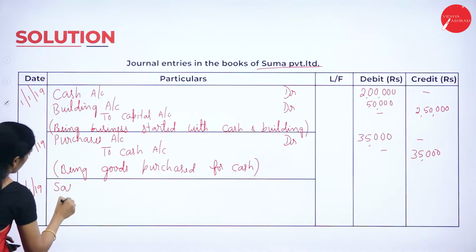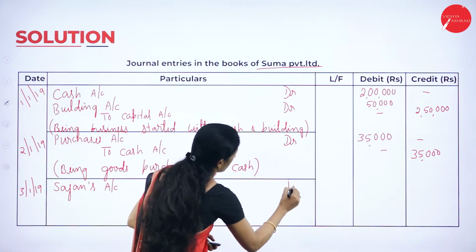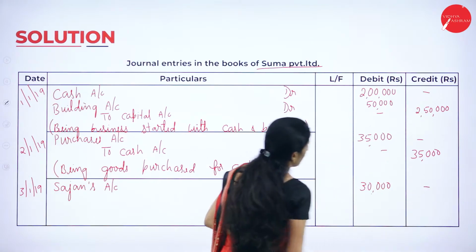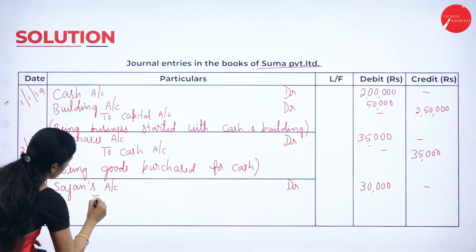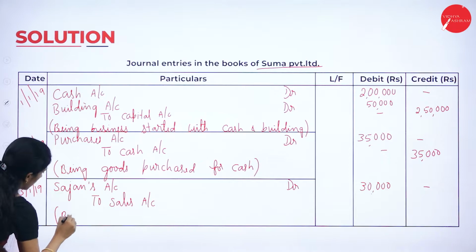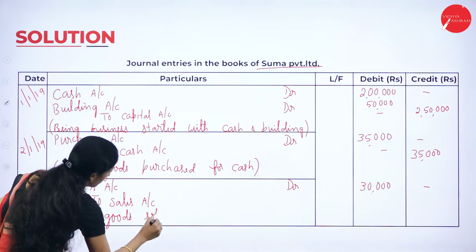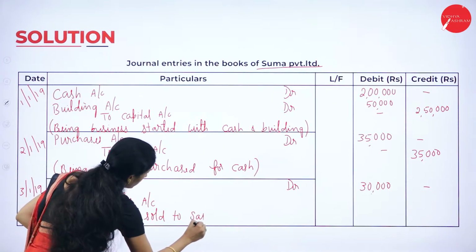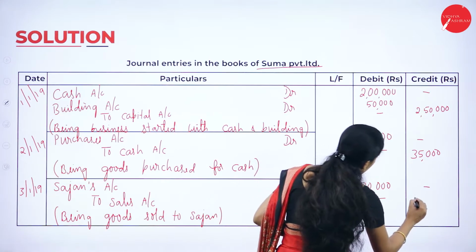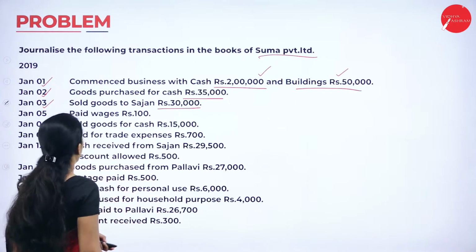3/1/2019. Sajan's account debit, 30,000 is the amount, to sales account. Write the narration: being goods sold to Sajan. Close the bracket. And the amount is how much? 30,000 in the credit side. Now coming to the next one.